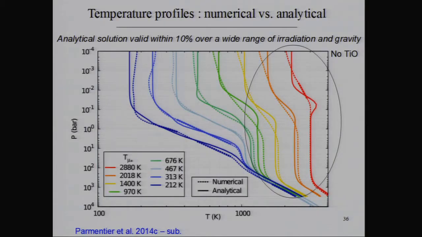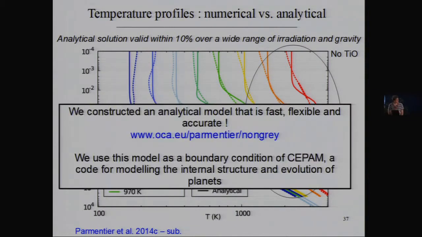So with this analytical model that is calibrated on a grid of numerical models, which, by the way, can be downloaded at this address, we use this model as a boundary condition of the CEPAM, which is a code for modeling the internal structure and evolution of exoplanets. Mathieu Havel will tell you more about this tomorrow.